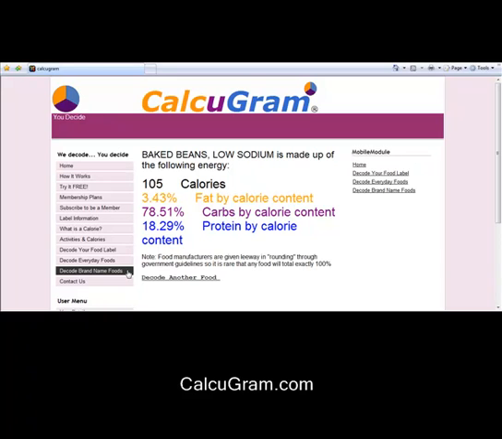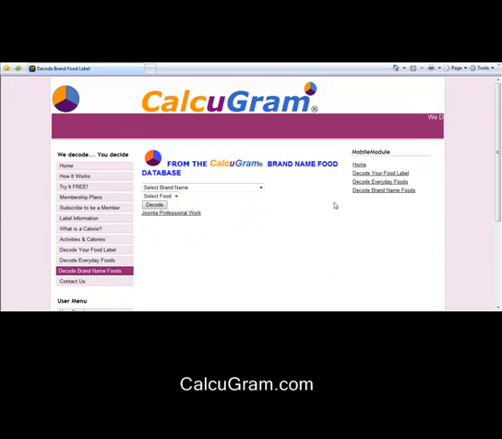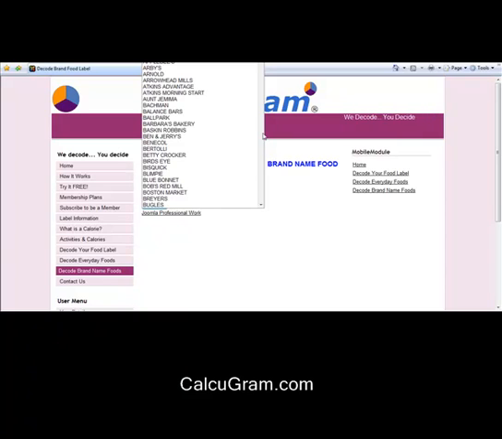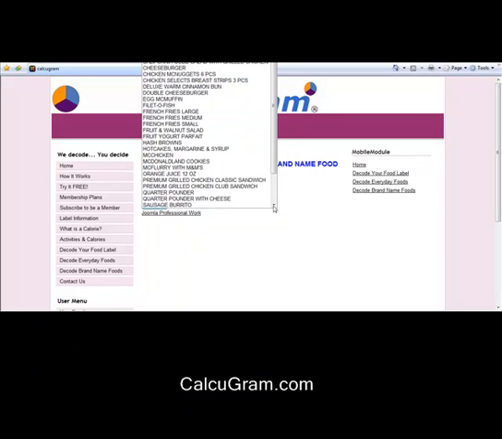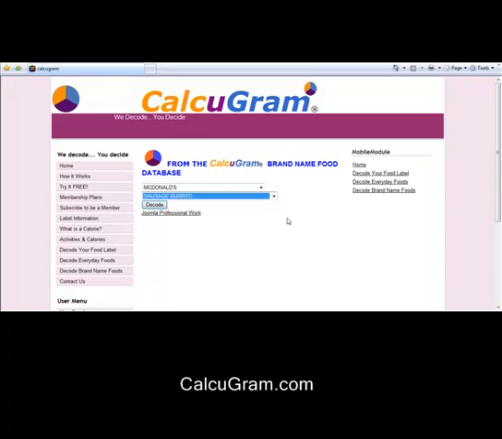Next is Decode brand name foods, and that's exactly what it means. Every one of us has brand name food items in the house, along with going out to eat at restaurants. Let's take this morning. I happen to have gone to McDonald's this morning, and so let's find McDonald's within our database, and there we go. Let's click on it. Okay, so I went to McDonald's, I had breakfast. I had a sausage burrito. Alright, so let's find sausage burrito. There we go. Click on that.